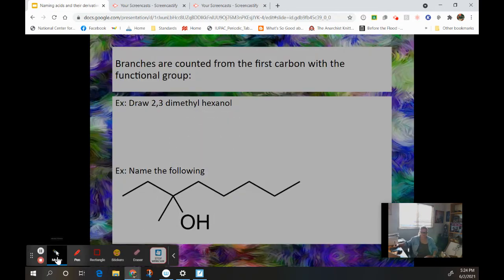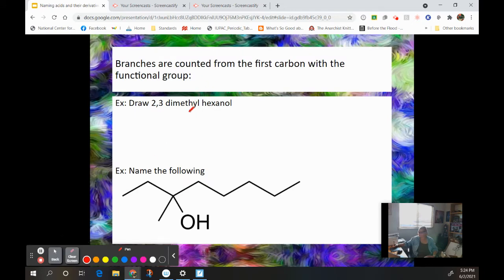Here are some examples that, ironically or not, are not pentanols. Here we've got 2,3-dimethylhexanol. So hexa means 6. So I'm going to draw a carbon chain with 1, 2, 3, 4, 5, 6 carbons. And even though I'm going to put this at the end, I'm still going to call this one carbon number 1, because it's the one closest to the hydroxyl group. So then I can number the rest of the carbons. And on the second carbon, I've got a methyl group, and on the third carbon, I've got a methyl group. And there's my drawing for 2,3-dimethylhexanol.